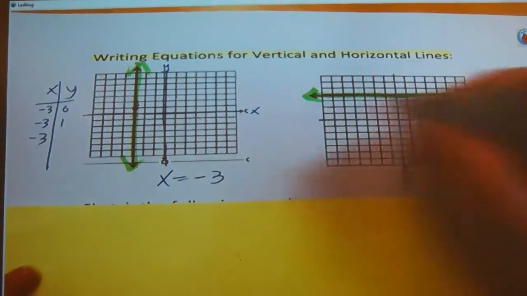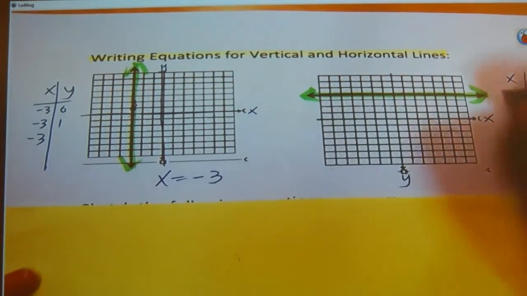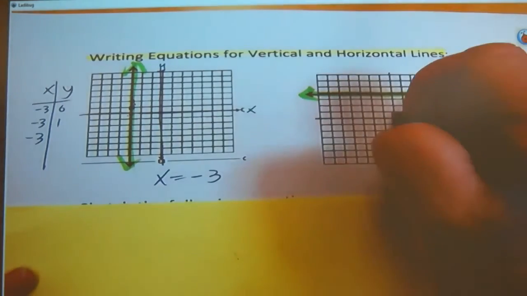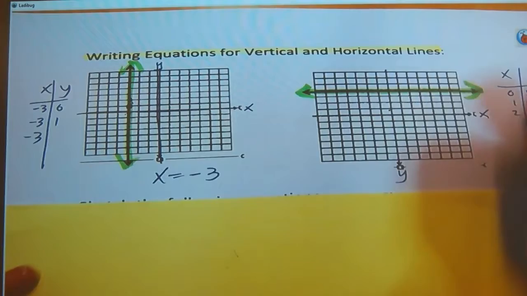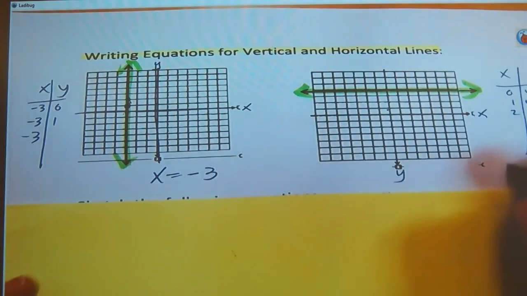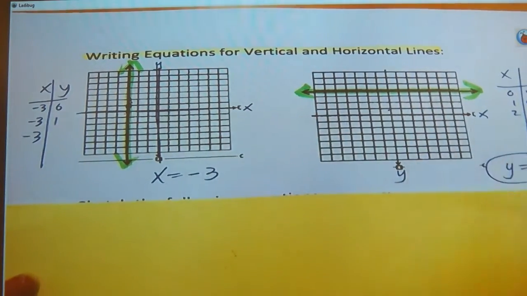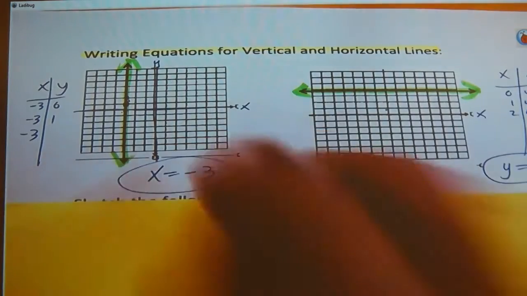This is horizontal. If you look at any point on that line, let's move up 4. So 0, 4, 1, 4, 2, 4, any of those points, and that equation is y equals 4. Okay, so this is just a reminder of these.